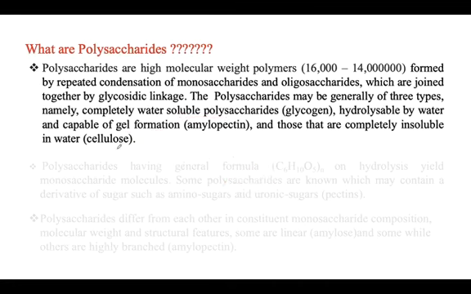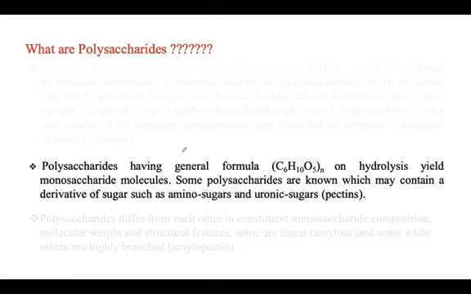Now polysaccharides generally have the formula (C6H10O5)n, and when we hydrolyze them, that is, when we add water, the glycosidic linkage is cleaved and we get monosaccharide molecules. In the case of polysaccharides, we will have different monosaccharides.